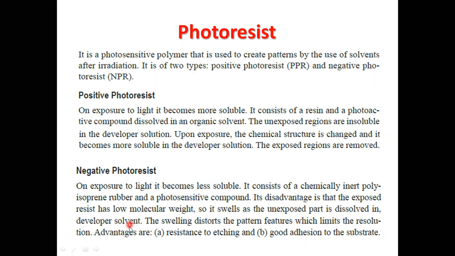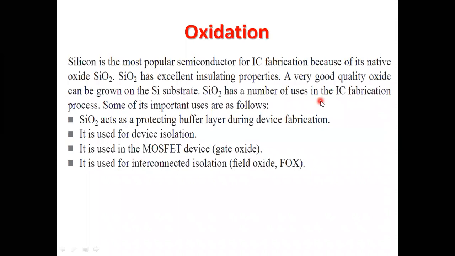The advantages of the negative photoresist are resistance to etching and good adhesion to the substrate. So this was, in short, the photoresist, which is of two types, positive and negative photoresist. Now moving to the next slide comes another important process in IC fabrication, that is oxidation.